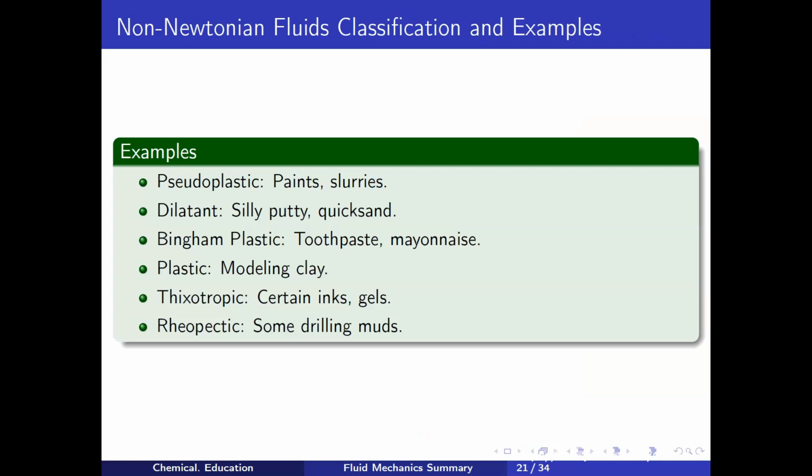Now examples: pseudoplastic, paint, slurries; dilatant, silly putty, quicksand; Bingham plastic, toothpaste and plastic modeling clay; thixotropic, certain inks, gels; and rheopectic, some drilling muds.